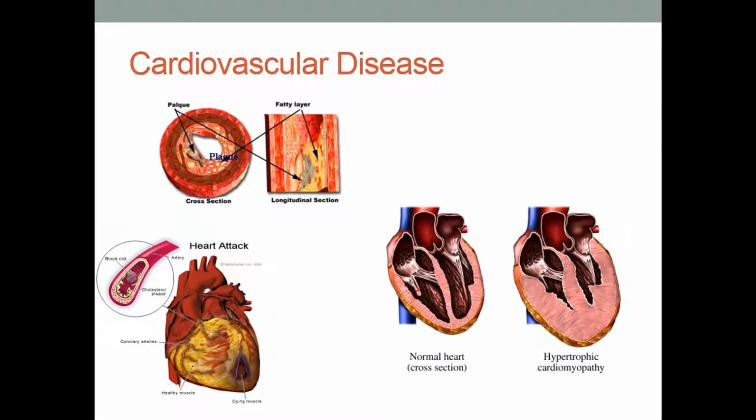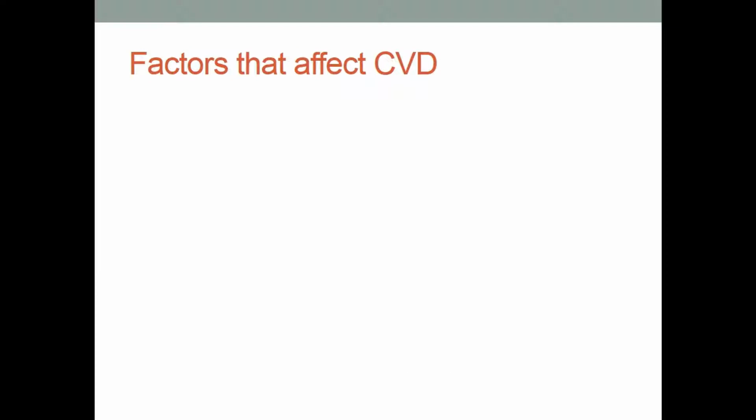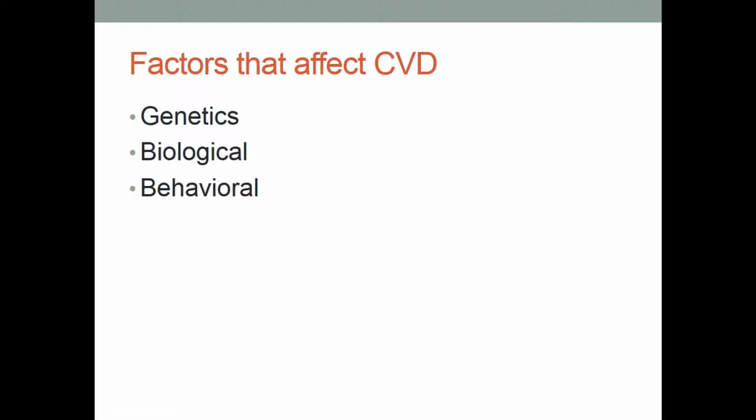So let's review first cardiovascular disease. These are things that deal with the heart, coronary vessels, peripheral vessels, even the vessels in the brain. If you have cardiovascular disease, this increases your risk of a heart attack, sudden cardiac death, or even a stroke. Some of the factors that affect coronary or cardiovascular disease would be genetics, your biology, your behaviors, and your environment.